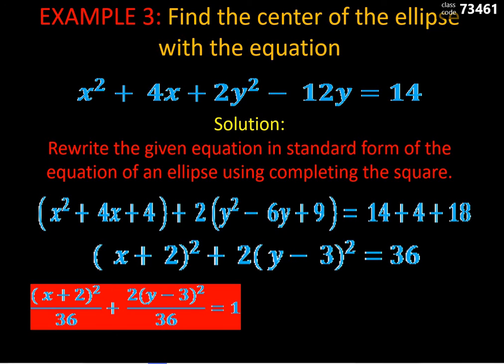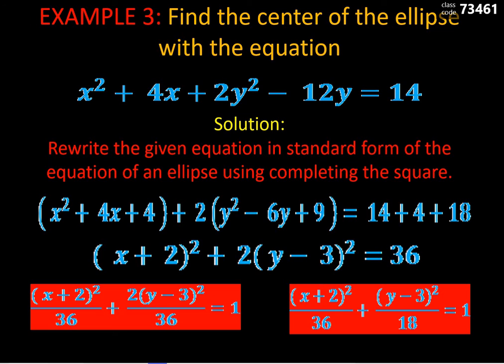Okay, so we need to express that into what? The standard form, where the right side is 1. So we need to divide both sides by 36. So 36 divided by 36 is 1. And 2 over 36, we can reduce this one. So 2 over 36 is 1 over 18. So therefore, our equation is (x plus 2) squared all over 36 plus (y minus 3) squared all over 18 equals 1.